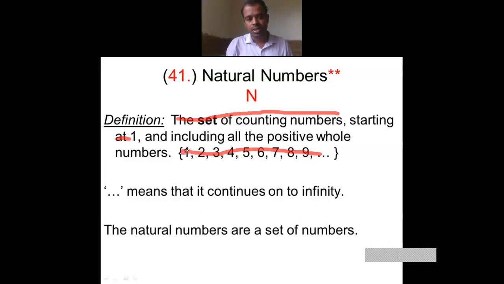It means the plus must be there before that number: plus 1, plus 2, plus 3, plus 4, plus 5, plus 6, like that, infinite numbers. It may be up to thousands, lakhs, or crores. This we call the natural numbers. A set of counting numbers starting at 1 and including all positive whole numbers is called natural numbers. Or otherwise, you can say it simply: the set of counting numbers, we call natural numbers.